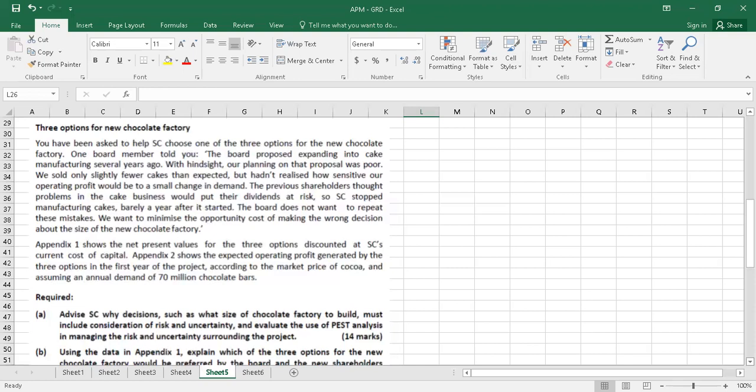The board does not want to repeat these mistakes. We want to minimize the opportunity cost of making the wrong decision about the size of the new chocolate factory. So now it is connected to a previous scenario wherein they were able to sell only few cakes. Therefore, now they do not want to set up a bigger factory premises or a smaller factory building. They want to go according to what the demand for the chocolates would be.